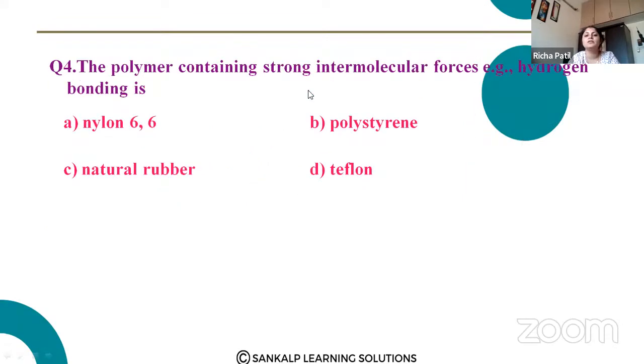Next question. The polymer containing strong intermolecular forces, for example hydrogen bonding, is nylon 66. So the correct answer is A. Many have answered it A. Yes, it is A.